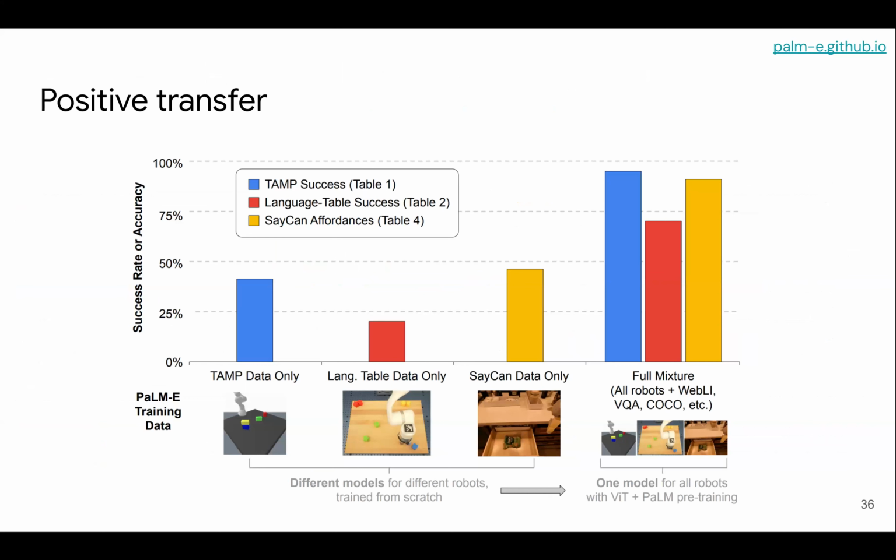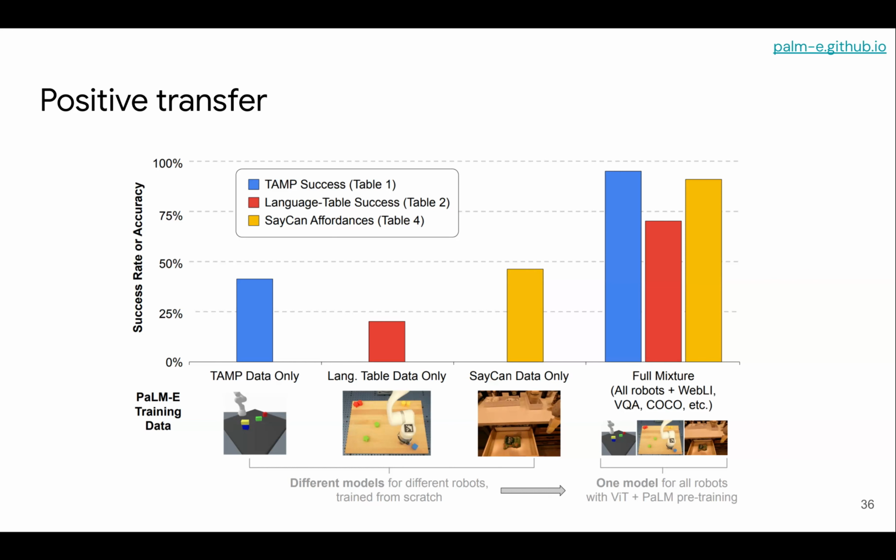So what's really exciting here is that we do see this positive transfer. Given the exact same model, trained only on task and motion planning data, only on language table data, which is a 2D board setup where we're pushing blocks around, and only on the SayCan data that I showed before, which is a mobile manipulator driving around, each model does okay. It's 50%, 25%, and 50%.